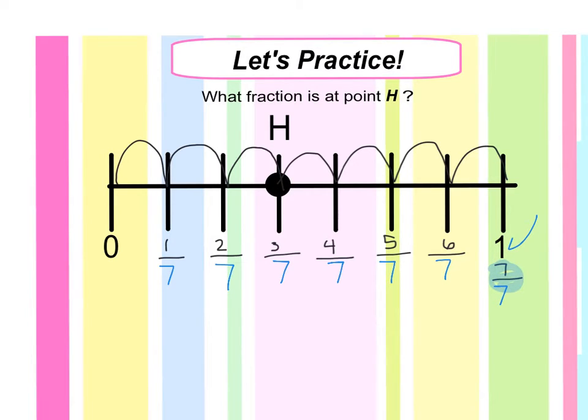Notice when I get to one whole, I have a whole number and I have my fraction. 7/7 is the same thing. It is equal to 1 whole. Now, what fraction is point H at? I can see that H is at 3/7.